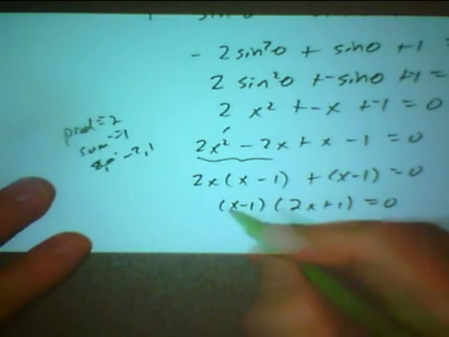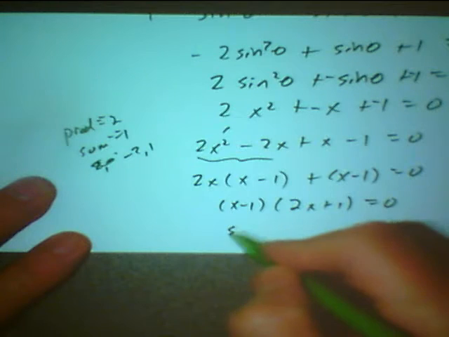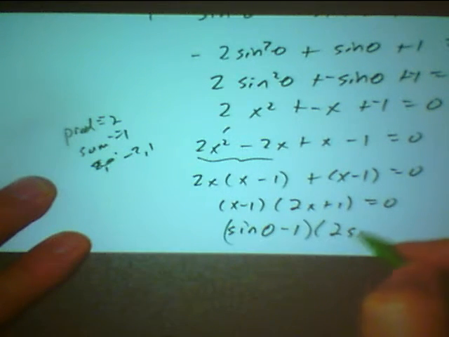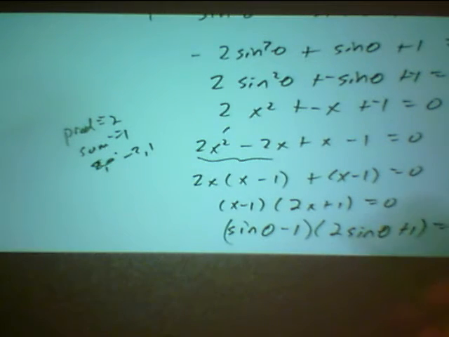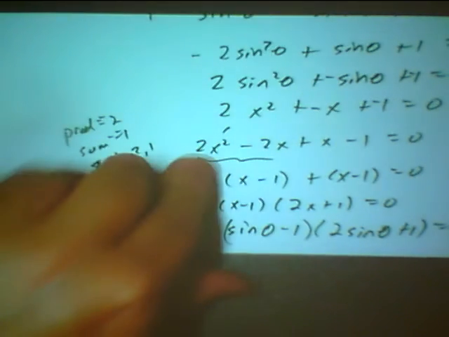But now, for my problem, I actually have sine, so now I say this is really sine theta minus 1 times 2 sine theta plus 1 equals 0. And now, I'll let you finish this. You set sine theta minus 1 equal to 0, solve for theta, and 2 sine theta plus 1, set that equal to 0, solve for theta, and you're good to go. I want to take a quick minute, look at one more that might look a little tricky.